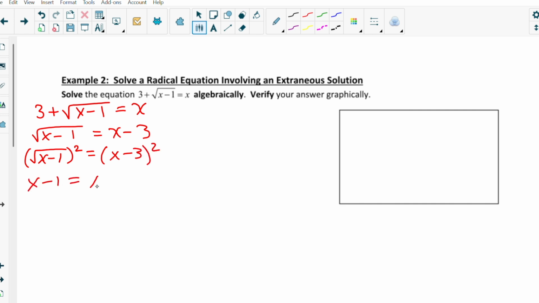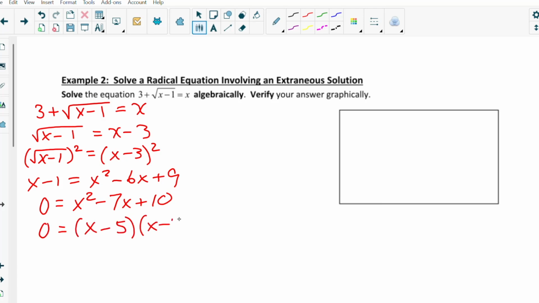I have x minus 1 equals x squared minus 6x plus 9. Let me solve for x by isolating x. So we're going to have a quadratic here. I will have 0 equals x squared minus 7x plus 10. 0 equals x minus 5, x minus 2.